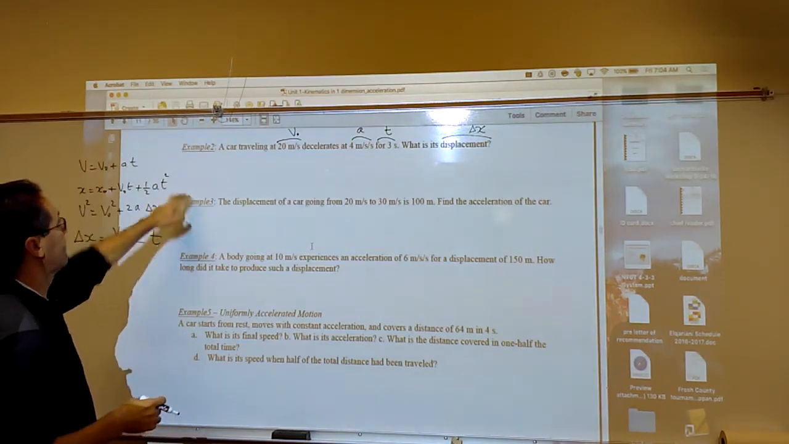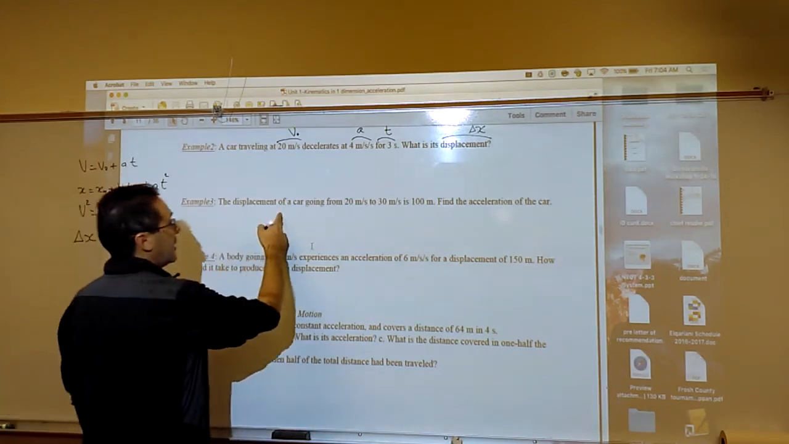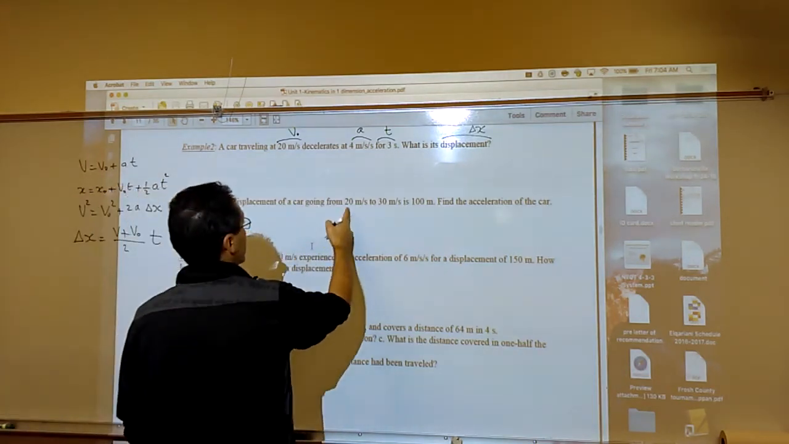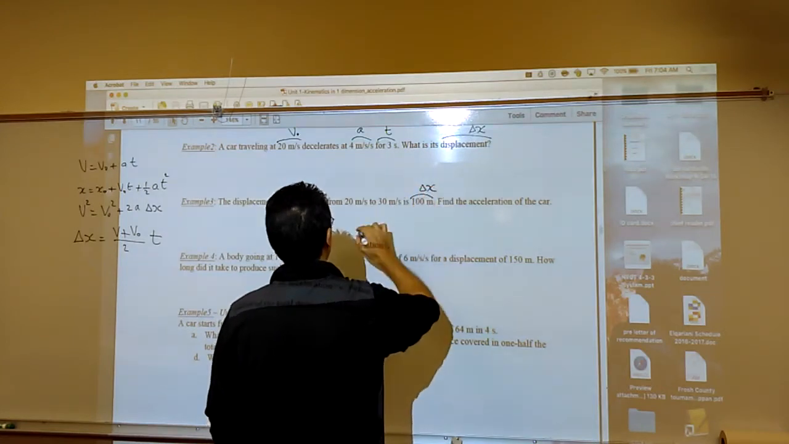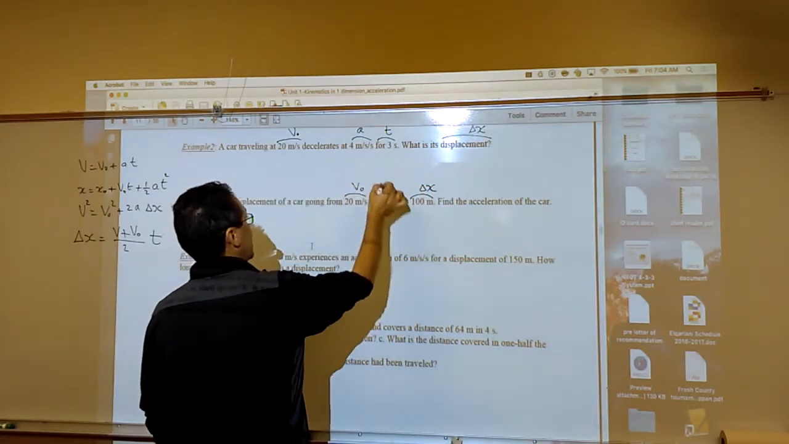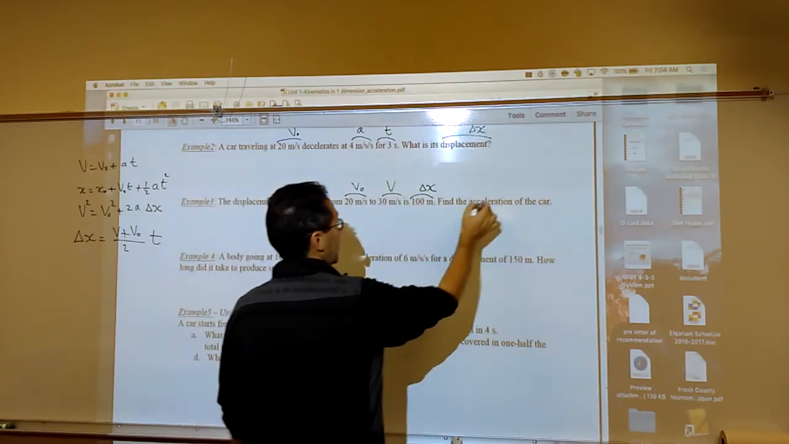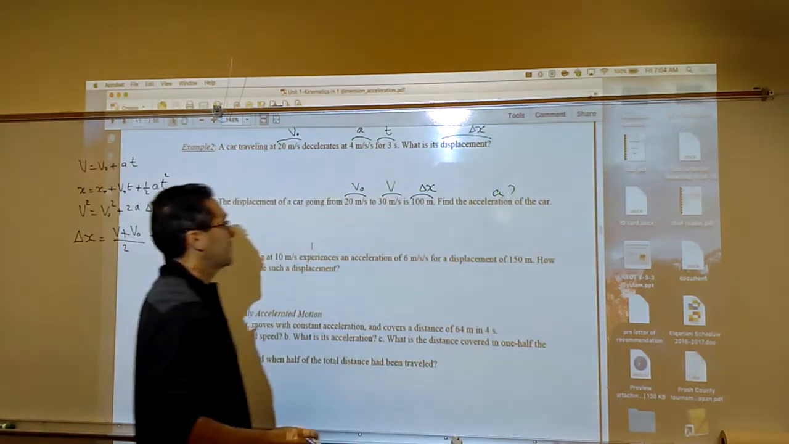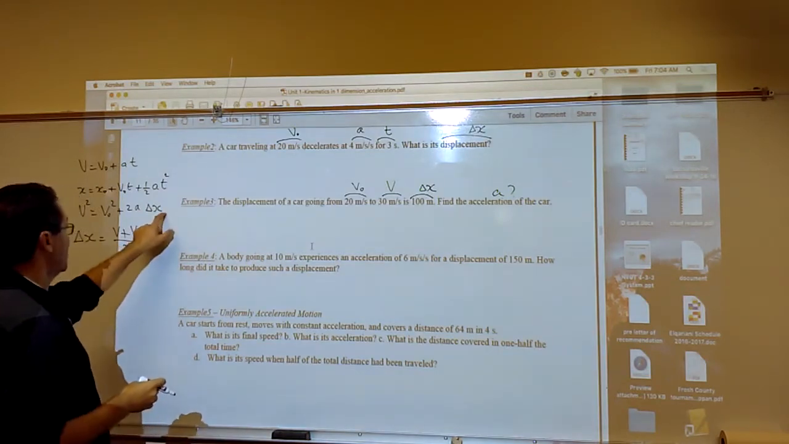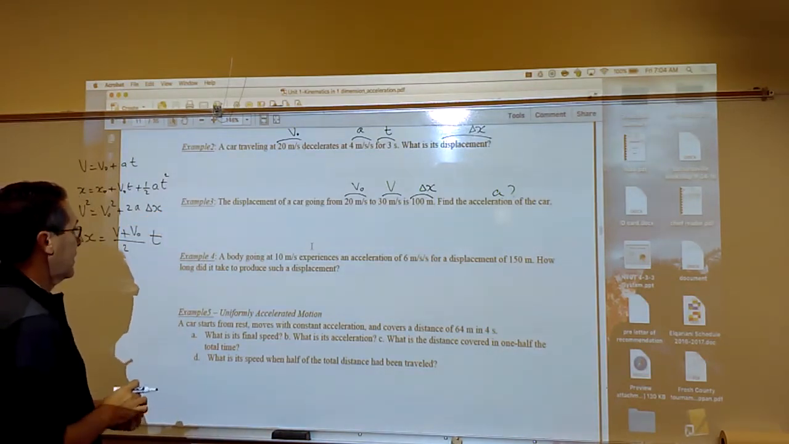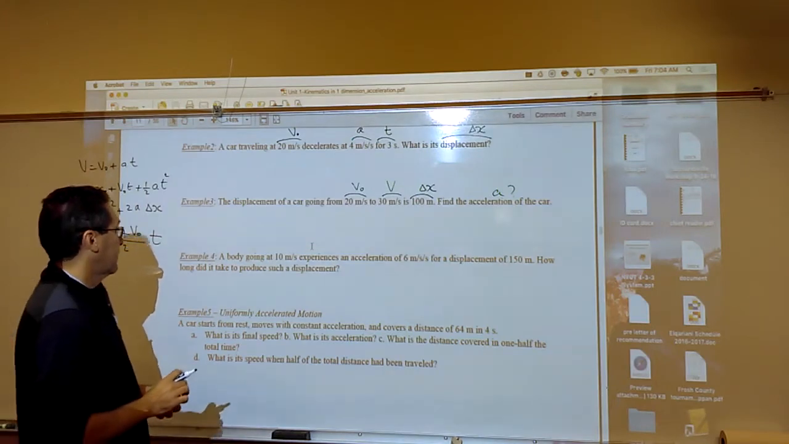Am I right? Yep. Example 3. The displacement of a car going from 20 to 30 meters per second is 100, so this is delta x. Initial velocity, final velocity, what's the acceleration? So we're looking for A. So it looks like time is not even mentioned in here, so I'm going to use the one that doesn't have time in it.